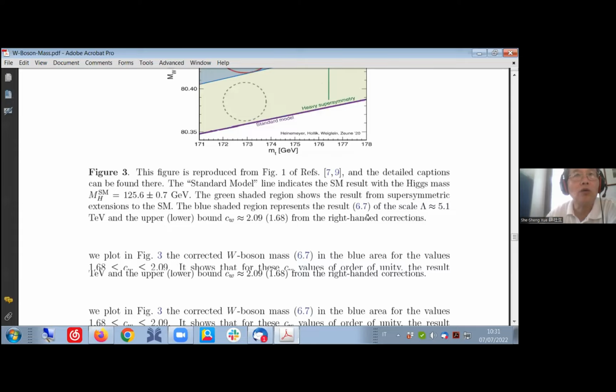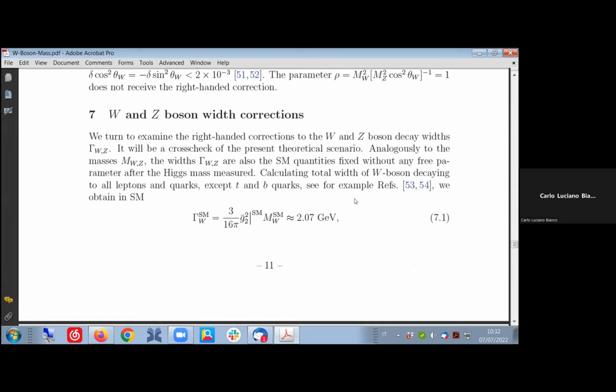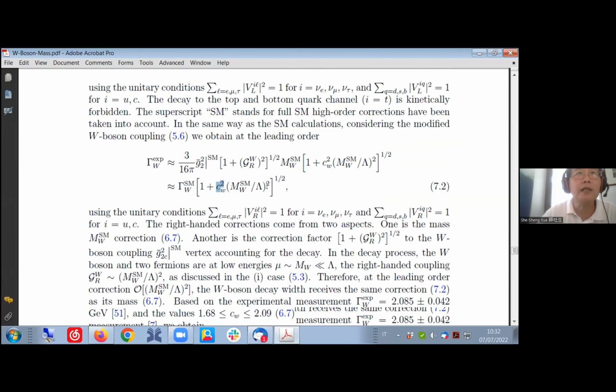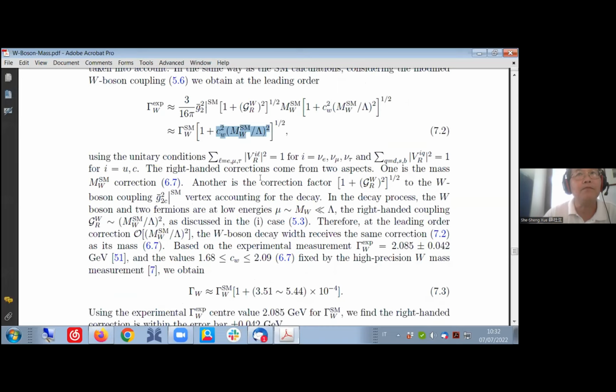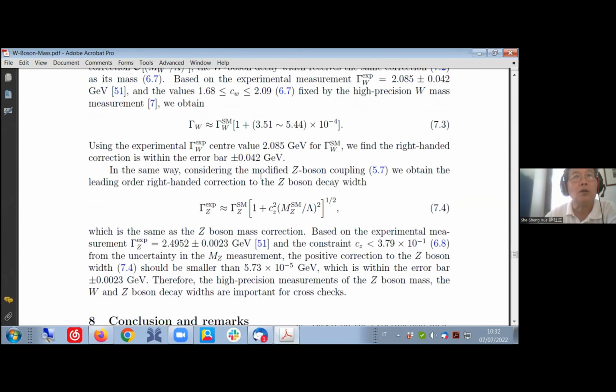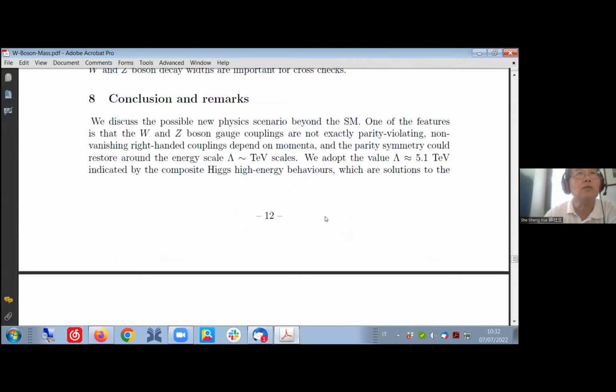I also give a prediction of the W boson decay width, which should receive a correction in the same way. There's no room here. First, you need to be consistent with this term. It cannot be larger than the experiment already allows; it must be small, inside the error bar. But now you calculate this term, and you say, if in the future you are able to pin down the error bar, you will find a discrepancy of more than five sigma with this term from the right-hand coupling. All of this I'm going to present to you, but later I make some remarks.